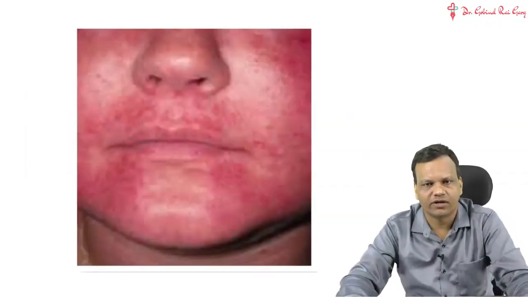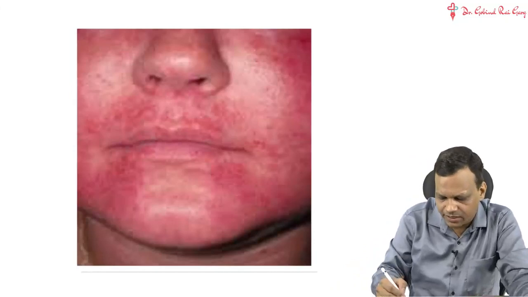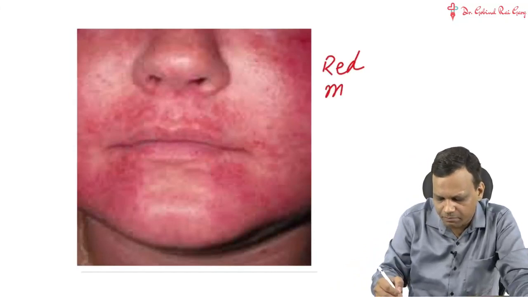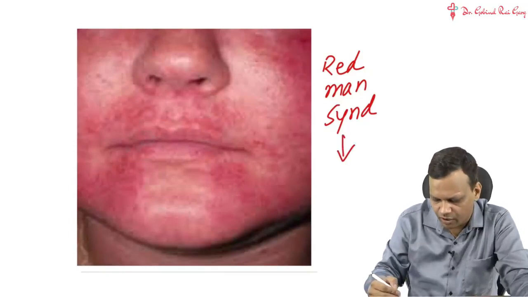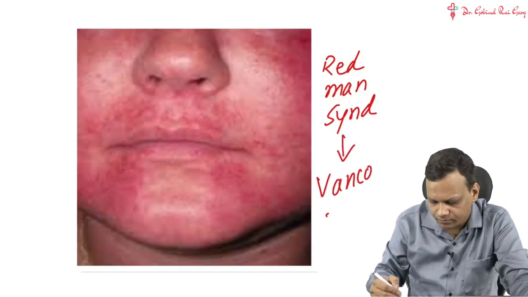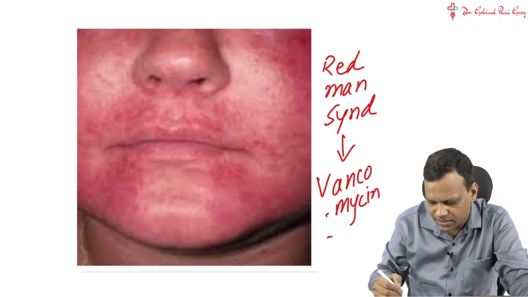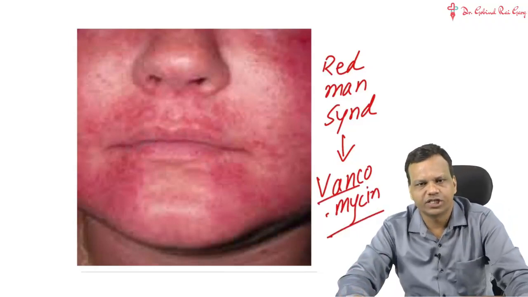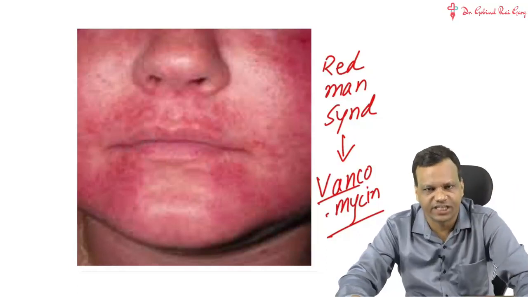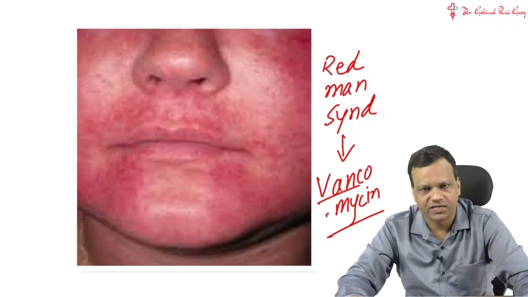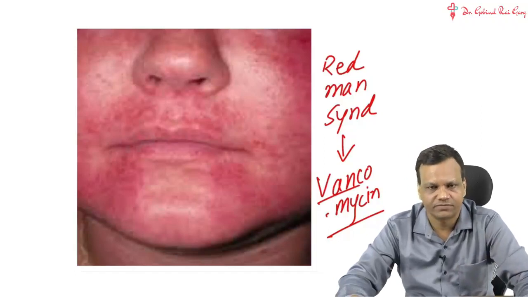Okay. Spot diagnosis. Yes, red man syndrome. Red man syndrome is caused by which drug? The answer is vancomycin. Vancomycin causes red man syndrome due to liberation of histamine. Histamine is liberated, vasodilation occurs, and the person appears reddish. Vancomycin is a drug of choice for MRSA.